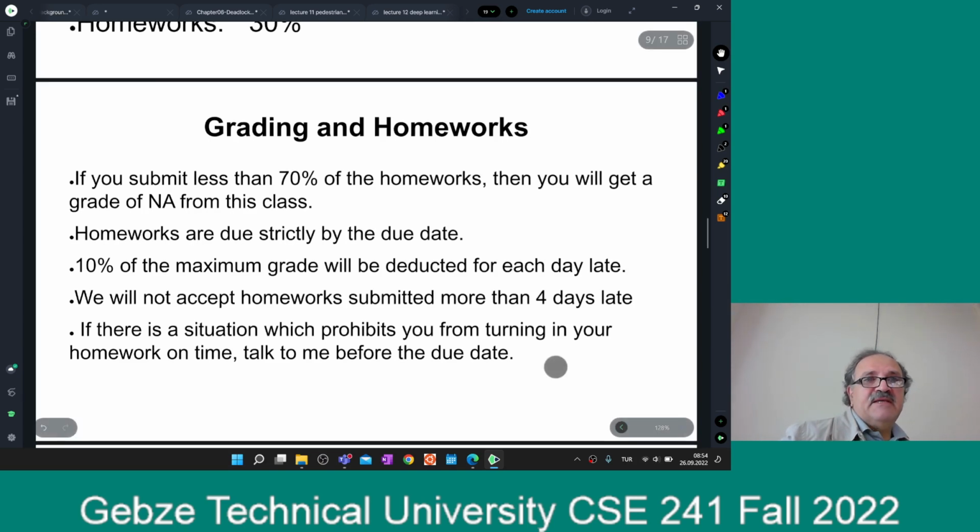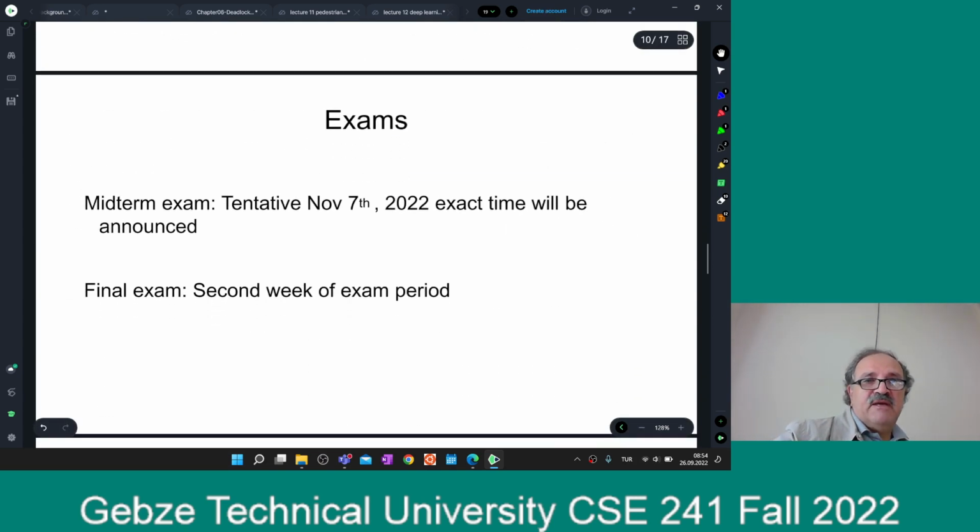Okay, good. These are the grading and homework rules. Our midterm exam will be tentatively on November 7th. That is exactly the midterm. Okay, that's the 7th week of the semester. The semester is 14 weeks of classes, and the 7th week is this.